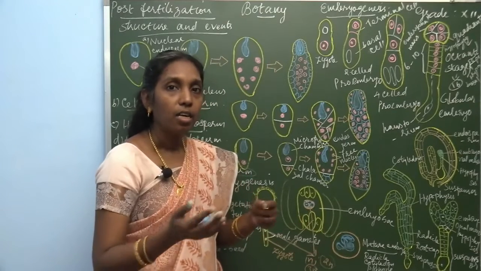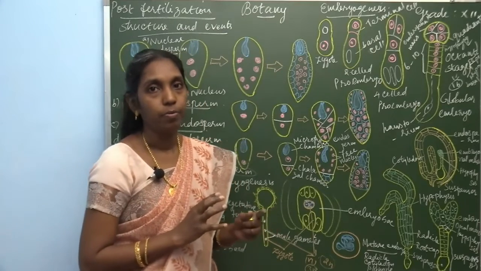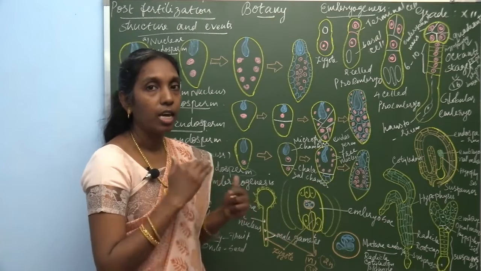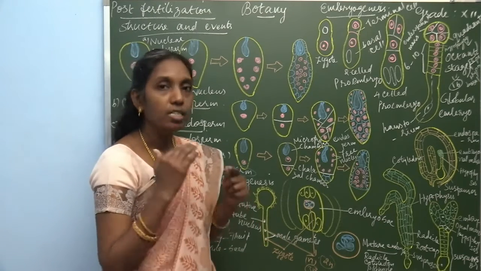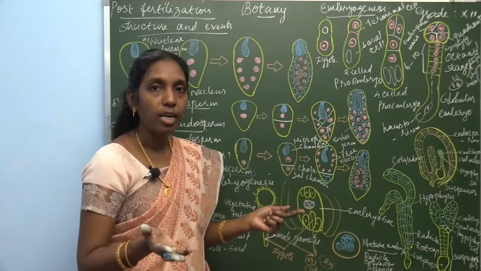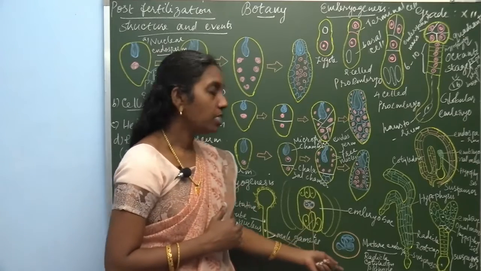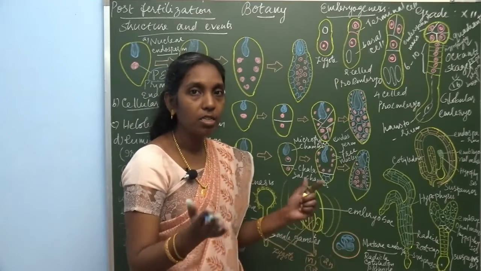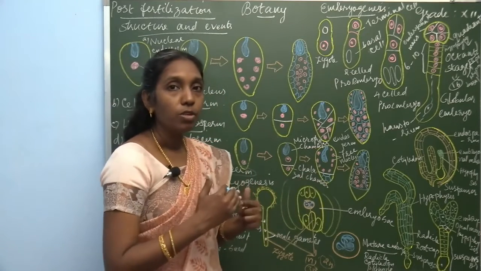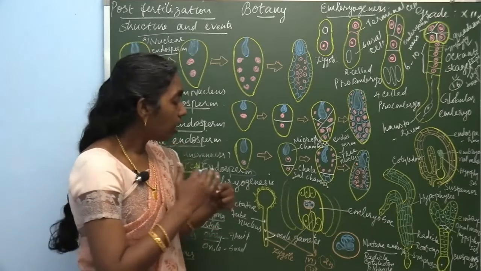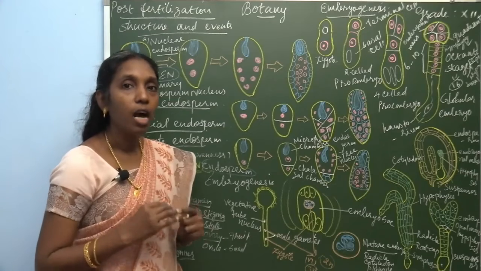But if endosperm is present, that is called an endospermous seed, or albuminous seed. If endosperm is absent, when it is consumed completely, it is called a non-endospermous seed. So based on this, there are two different types of seed. Now the next structure is the development of haustoria, the endospermal haustoria.